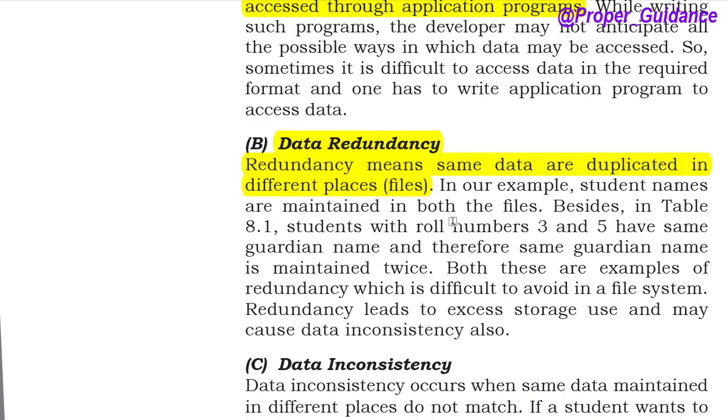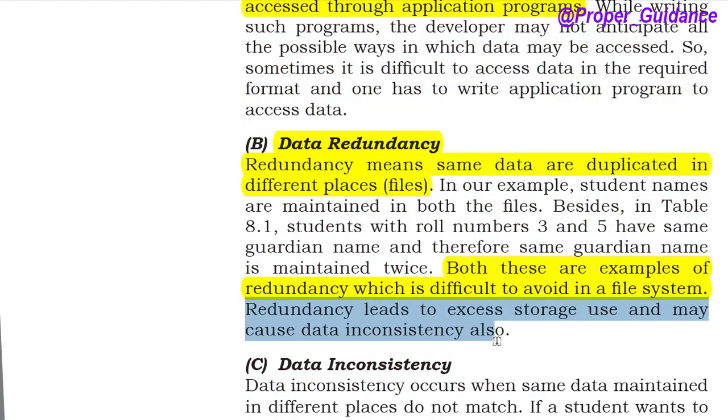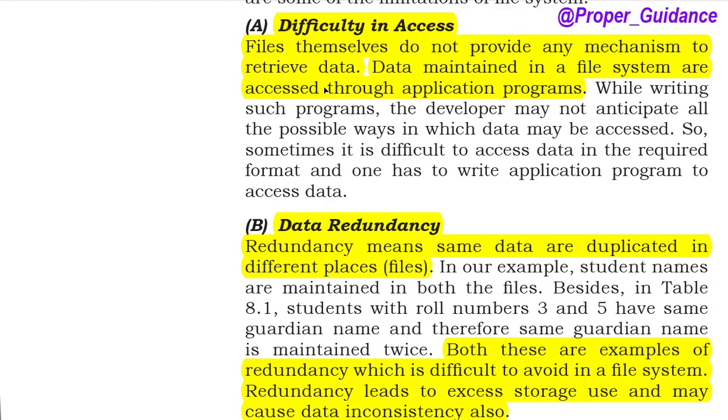In our example, students' names are maintained in both the files. Besides, in table 8.1, students with roll numbers 3 and 5 have the same guardian name, and therefore the same guardian name is maintained twice. Both these are examples of redundancy which is difficult to avoid in a file system. Redundancy leads to excess storage use and may cause data inconsistency also. Clear?